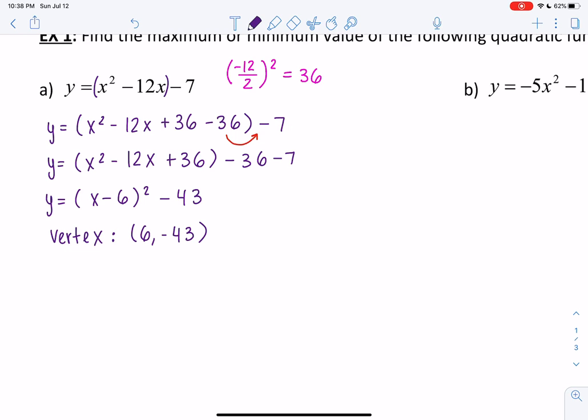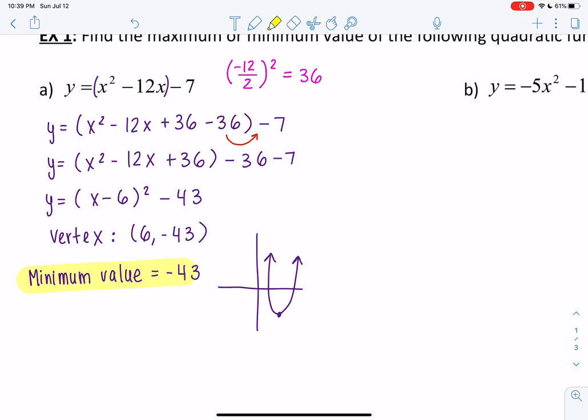Now, if I think of my parabola, my a value is positive. So my parabola would look something like this, and it would be a happy parabola. And it would get lower and lower and lower until I hit a minimum value down here, and I would turn around. So I can write that my minimum value is going to be negative 43. That's as low as it goes.